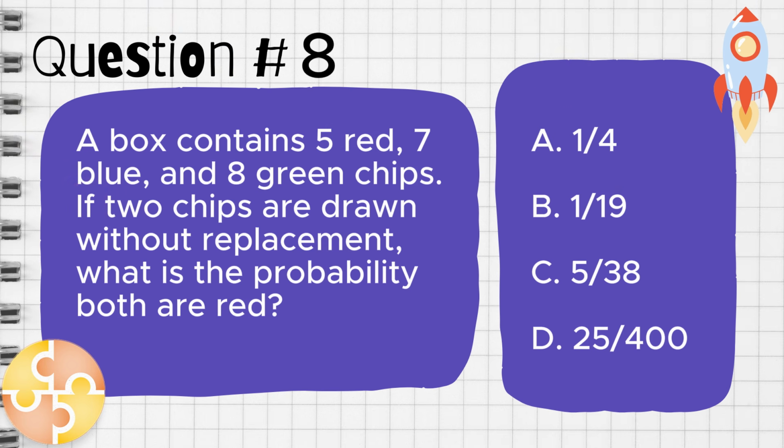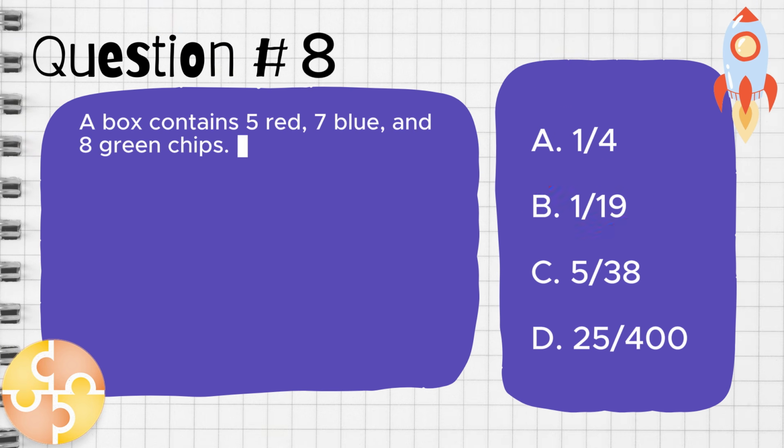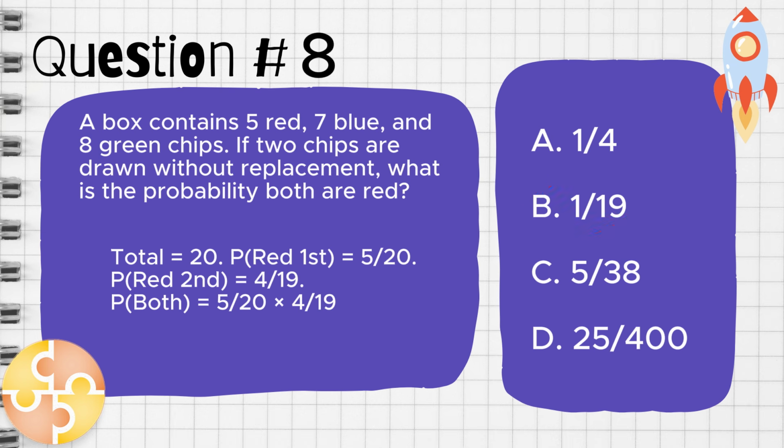Time's up. The correct option is B. 1 over 19. Here's why: total equals 20, probability of red first equals 5/20. Probability of red second equals 4/19. Probability of both equals 5/20 times 4/19, which is 1/4 times 4/19, totaling 1/19.